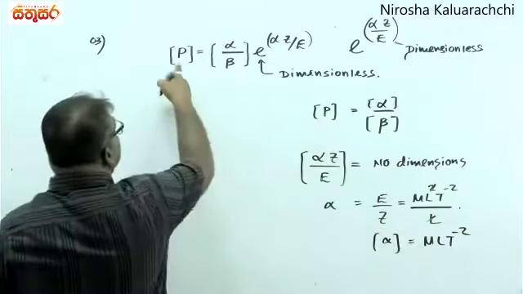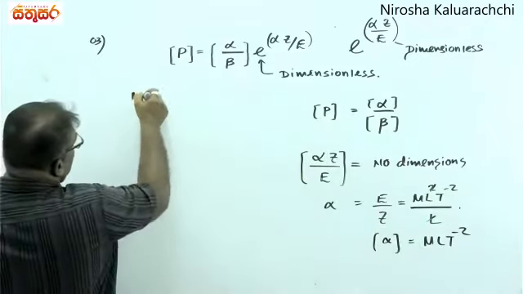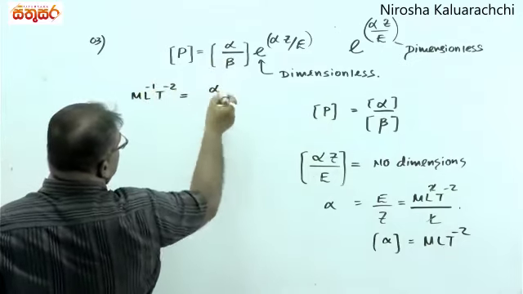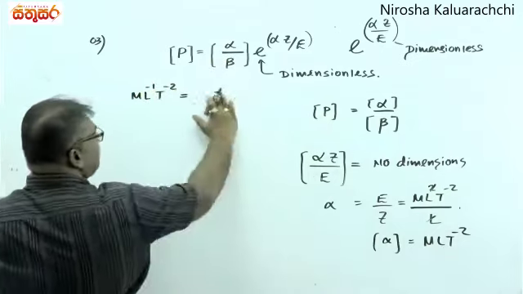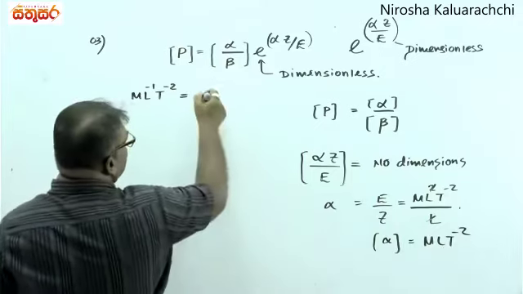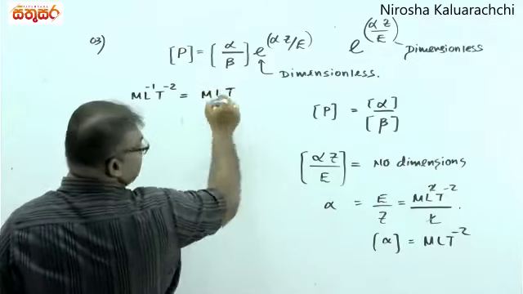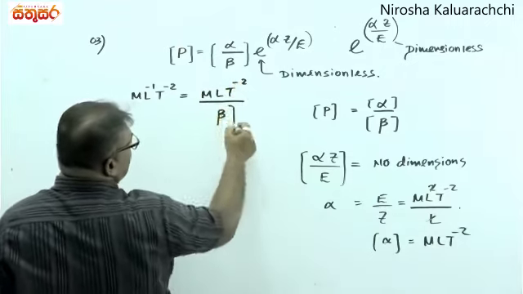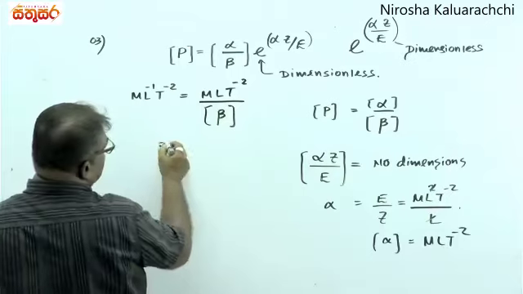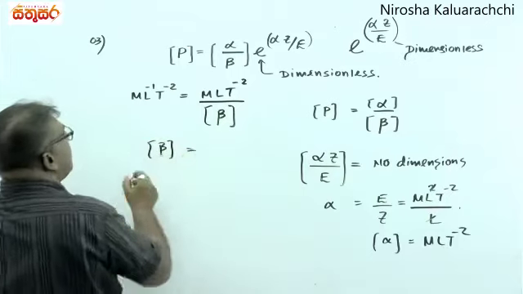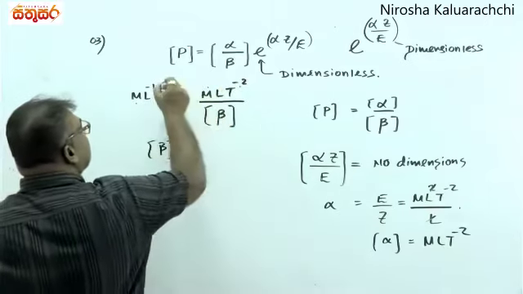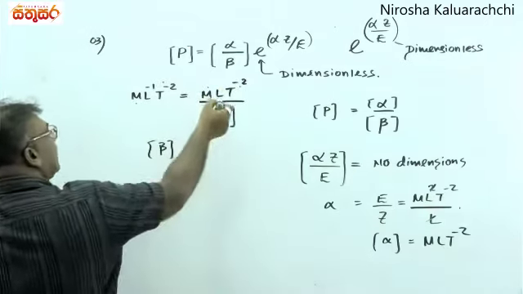Can we take this one with this one? M L minus 1 T minus 2 equates to alpha divided by beta. Alpha is known, we found alpha: M L T minus 2 over beta. They need the dimension of beta. So subjecting beta, M cancels, T minus 2 cancels. L.